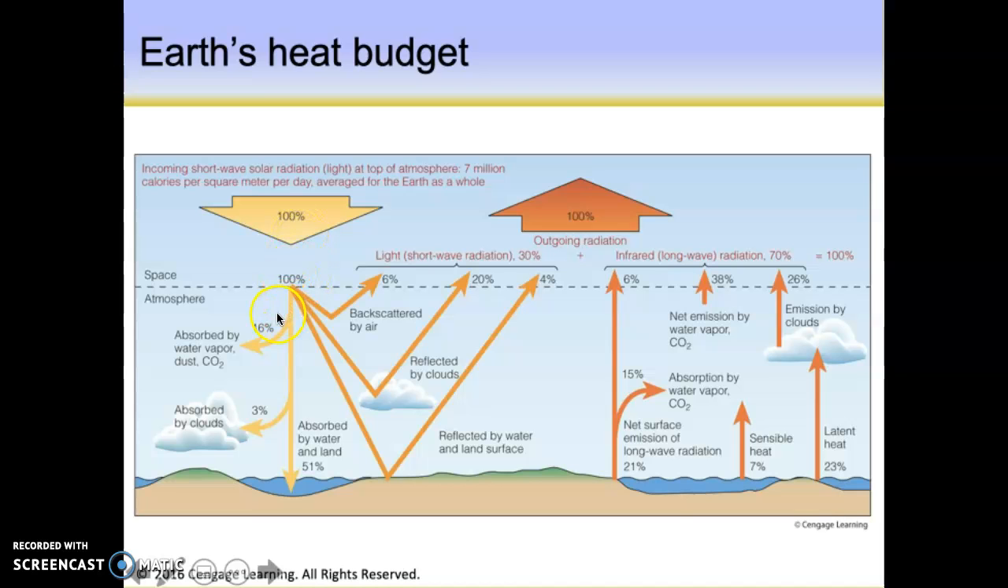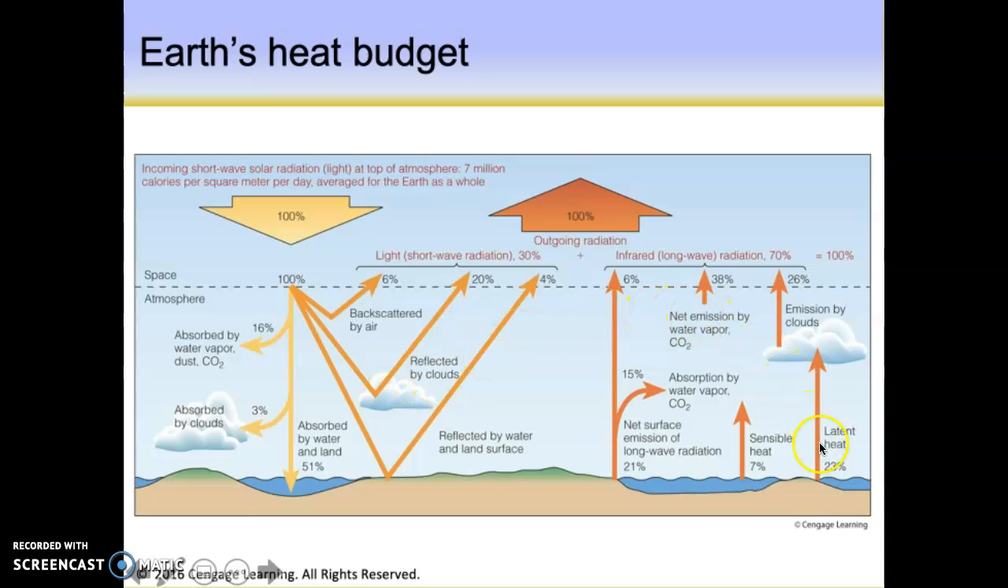So what happens when it hits the atmosphere? Well, you'll notice here, some of it is absorbed by water vapor, dust, and carbon dioxide. Some of it is absorbed by the clouds. And the big number here is 51%. A little more than half is absorbed by land and water. You'll also notice that about 30% gets backscattered or reflected before it can basically warm us up or do anything for us. So we just send about 30%, almost a third of that incoming energy right back out into space without doing anything. Now, the really important parts are the parts that are absorbed, and especially important is this 51% that's absorbed by water and land.